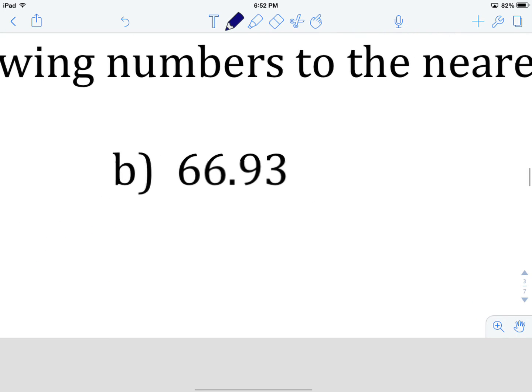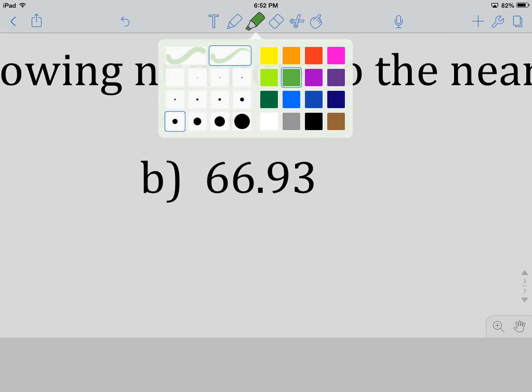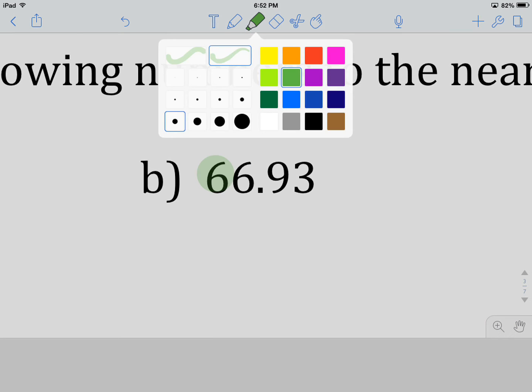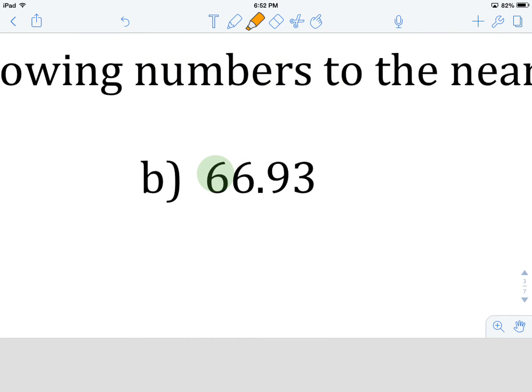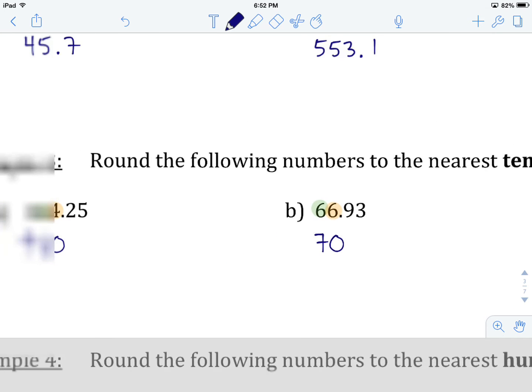We have 66.93. We want to round this to the nearest 10. Let's start by finding the place value we want to round to. In this case, it's 2 to the left of the decimal, which is that 6 to the left. We look to the digit after it, which is also a 6, to tell us how to round the first 6. In this example, the second 6 tells us to round that first 6 up to a 7. So we are going to have 70. And again, we're not going to write anything down after the decimal place. We're going to keep this at 70.